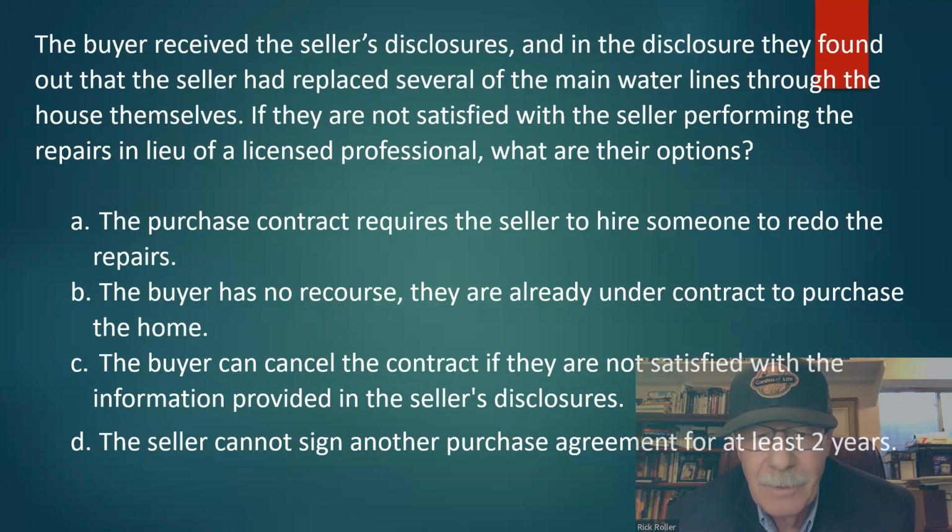C, the buyer can cancel a contract if they're not satisfied with the information provided in the seller disclosure. And that is the correct answer, gang. D, the seller cannot sign another purchase contract for at least 2 years.